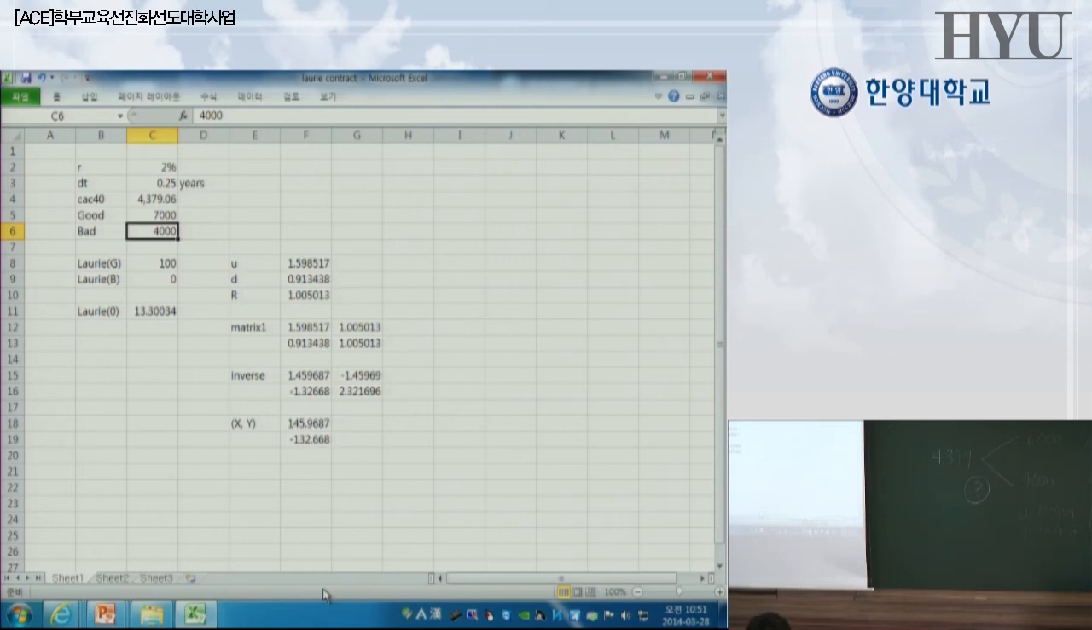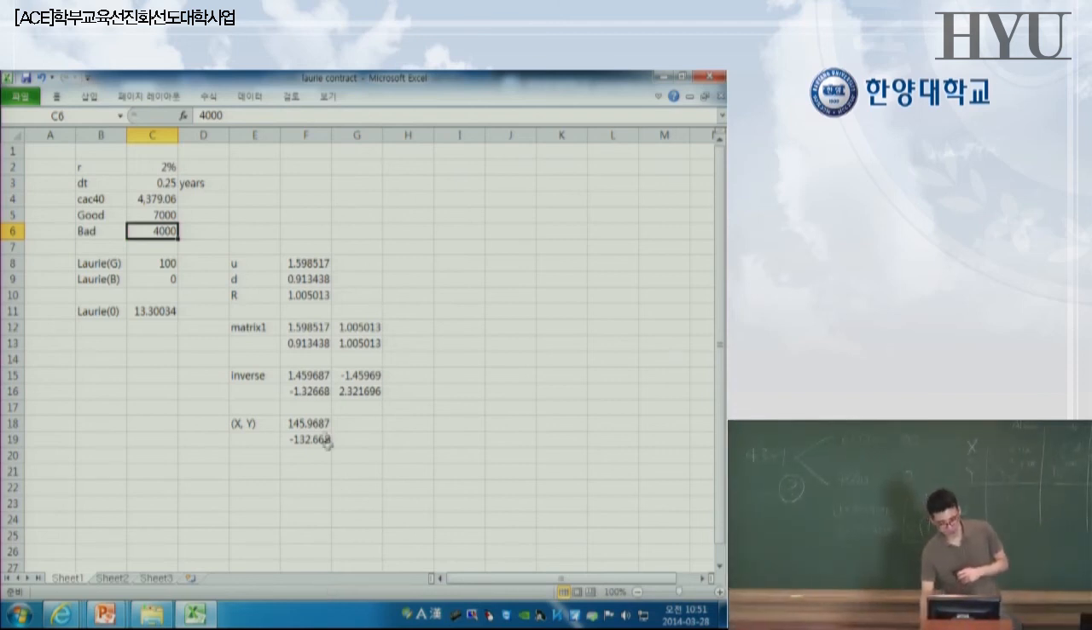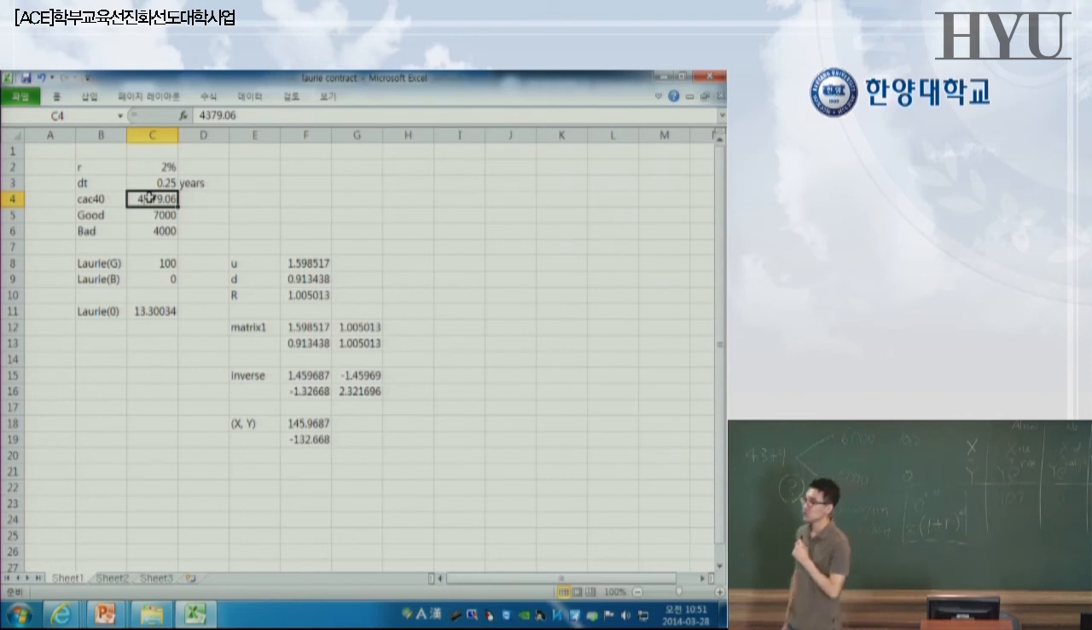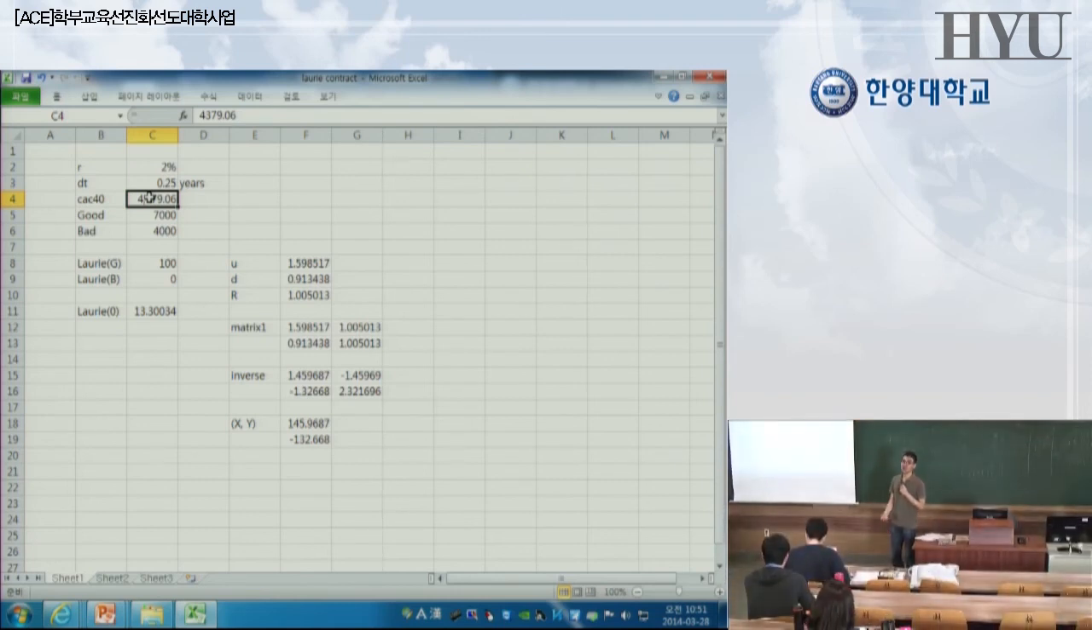This is not the correct interpretation. Okay, I'll give you the answer. The answer hint is over here. This one, the current stock price. I didn't change the current stock price. Even if the good scenario generates a higher payoff, from 6,000 to 7,000, I didn't change the current stock price.